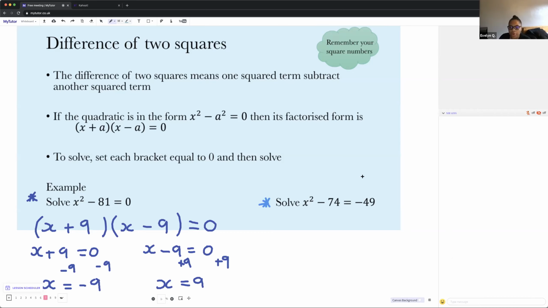So my little hint that I was trying to give was that, remember, we always have to make sure that equation equals 0. So we're going to have to rearrange. Now, really, to make it equal to 0, I just have to get rid of this minus 49. So I'm going to add 49 to both sides.